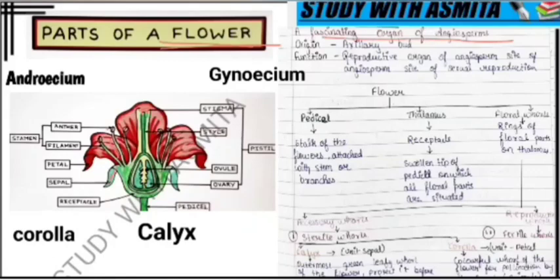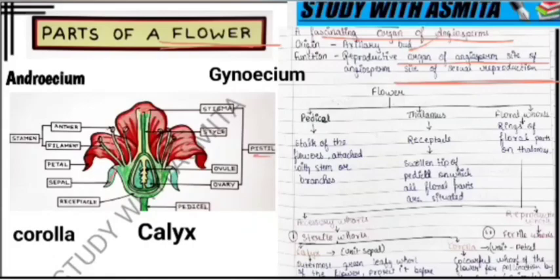Now let's start with our new topic, that is flower, which is basically a fascinating organ of angiosperm whose origin is the axillary bud. It is an organ which is the site of sexual reproduction in flowering plants. Before starting with the chapter, let us take a look at all the parts of a flower.